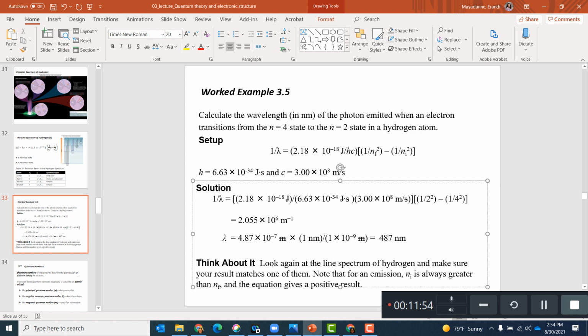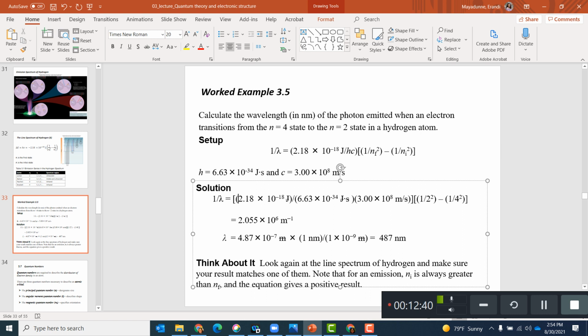So 1 over lambda equals 2.18 times 10 to the power negative 18 divided by h, the Planck constant, and c is given here, 3.0 times 10 to the power 8, and the transition is from final state 2, 1 over 2 squared minus 1 over 4 squared. So you do the math and you get 1 over lambda in inverse meters, and then you convert into meters.